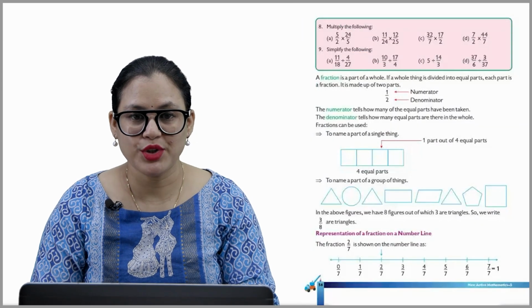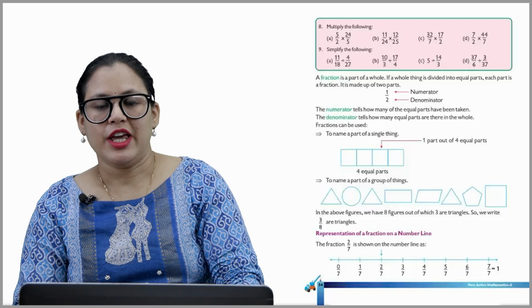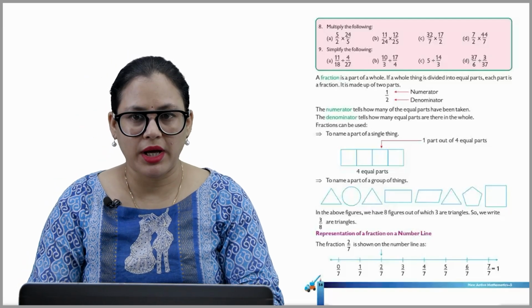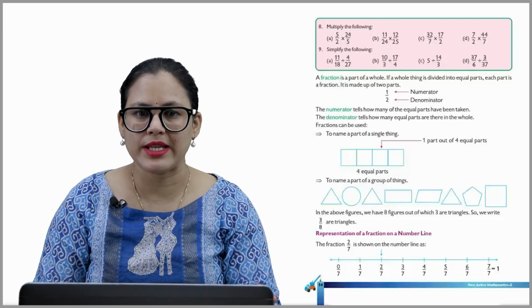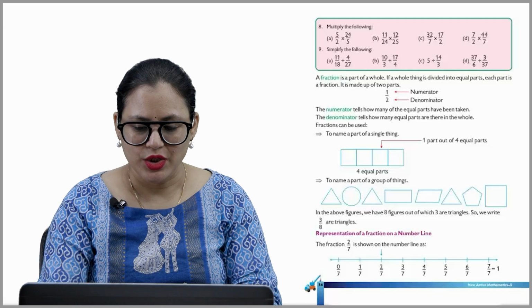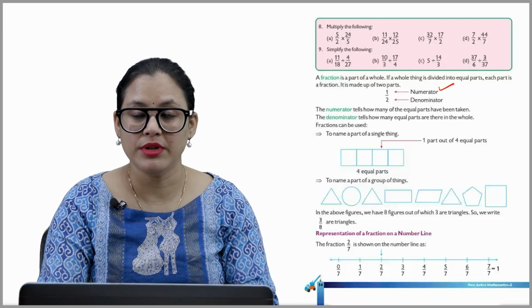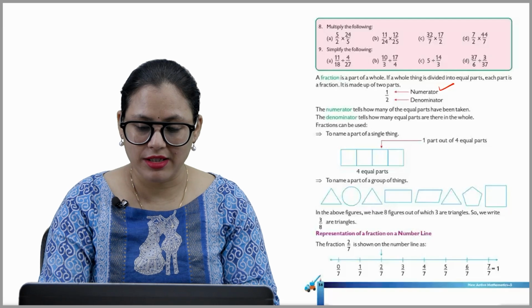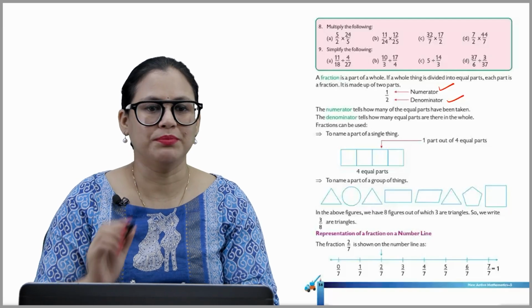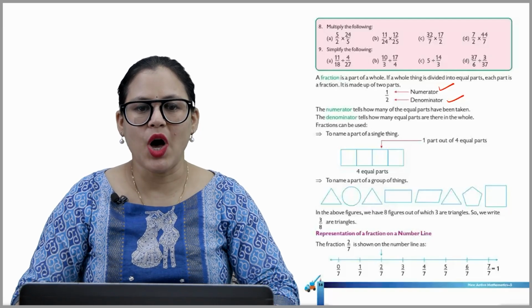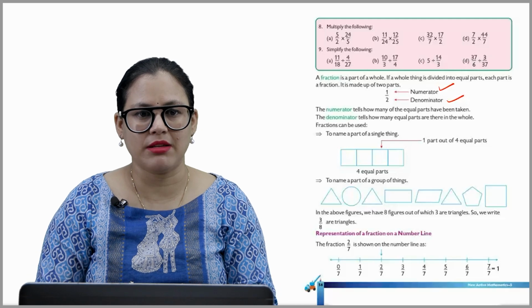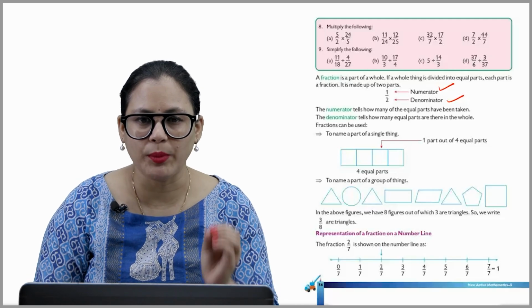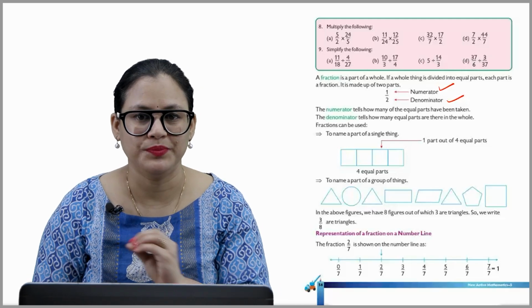A fraction is a part of a whole. If a whole thing is divided into equal parts, each part is a fraction. It is made up of two parts: numerator, the number above the bar, the fraction bar, and denominator, the number below the bar. The numerator tells how many of the equal parts have been taken. The denominator tells how many equal parts are there in the whole.